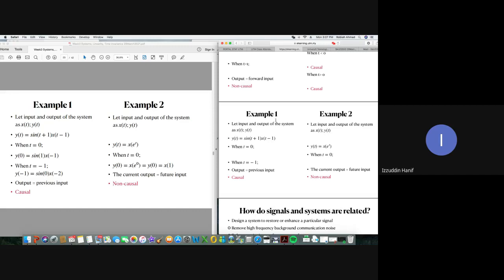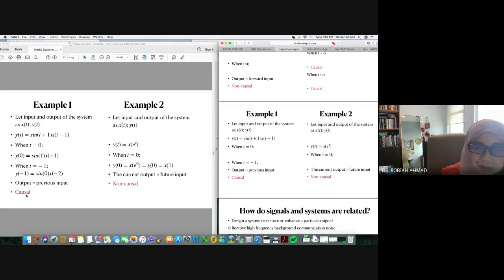Okay, so the conclusion is that for example 1, the output depends on this input, because first, y0 equal to sine 1 times x minus 1. When t equal to minus 1, y minus 1 equal to sine 0 times x minus 2. So therefore it is causal. For the second example, we look at when t equal to 0. Y0 is actually equal to x1. So the current output equals the future input. Therefore, the second example, the system is non-causal.